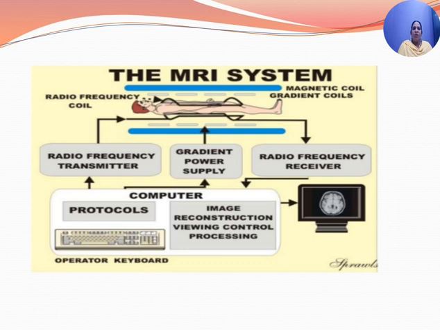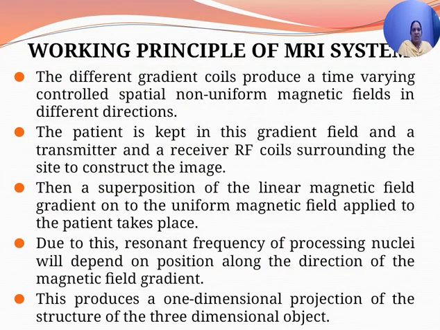Through the computer, you can send the protocols. You can adjust the frequency of the transmitter, and then from the patient you will be receiving the radio frequency signal, and the image can be reconstructed using the computer, and it can also be viewed according to our requirement. So this is the MRI system. The magnetic gradient coils X, Y and Z, and the radio frequency coil. These are the things which we have seen here.